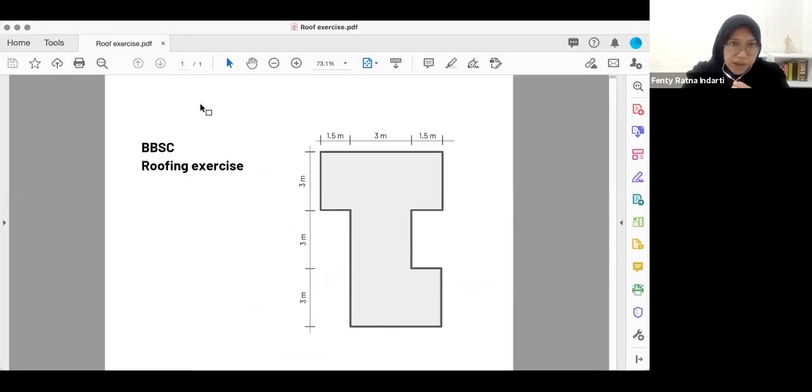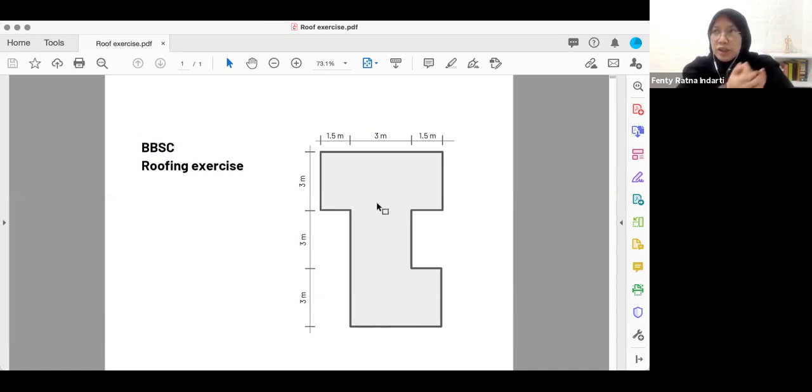So maybe if you have opened your files, then you can see this weird building plan. I made it weird so that you can try to think about how it looks like. So the exercise is asking you to make a preliminary 3D for the roof. So you have to create a hip roof here.